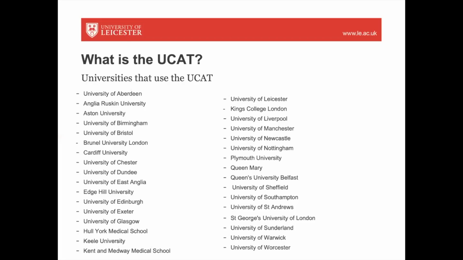The universities that you can see listed on the PowerPoint are the universities that use the UCAT as part of their admission. Any other medical schools in the UK that aren't on this list will be looking at doing a different test known as the BMAT. This isn't something that we're going to be covering today. This list should be accurate for the 2022 cycle, but please make sure that you double check the entry requirements of the university you're applying for.